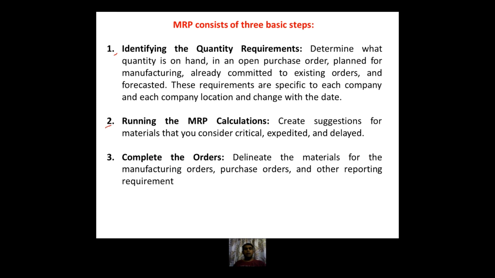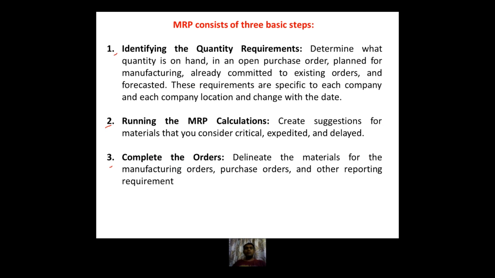Second step, running the MRP calculations. Create suggestions for materials that you consider critical, expedited, and delayed. And third step is complete the orders. Delineate the materials for the manufacturing orders, purchase orders, and other reporting requirements.